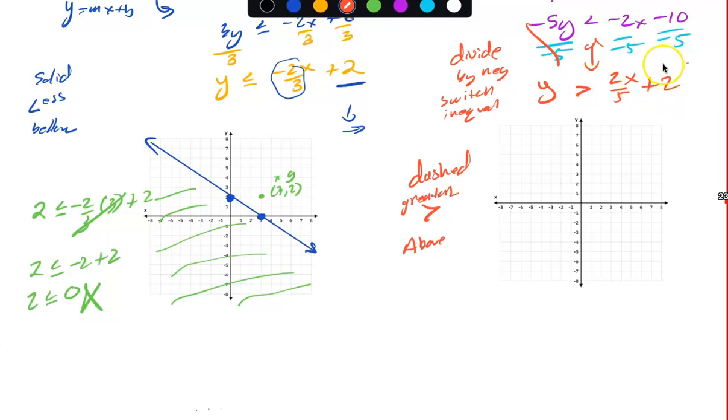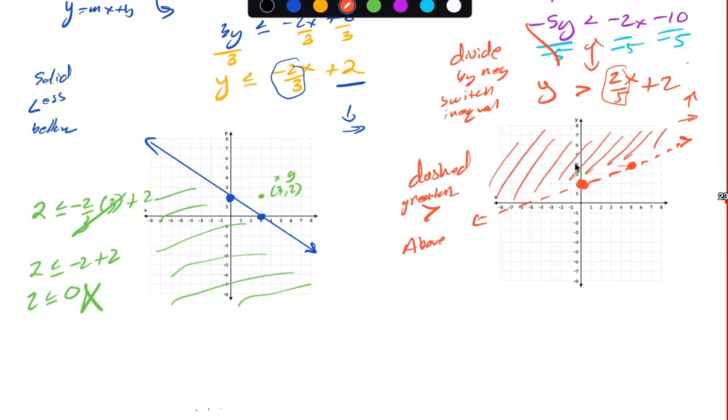So our y-intercept is 2. Our slope is 2/5, so we're going to go up 2 and right 5 because it's positive. Rise over run: top is always up or down, bottom is always to the right. It is a dashed line, and it is greater than, so we're going to shade above this line. Like that. All right, so that's the general idea.